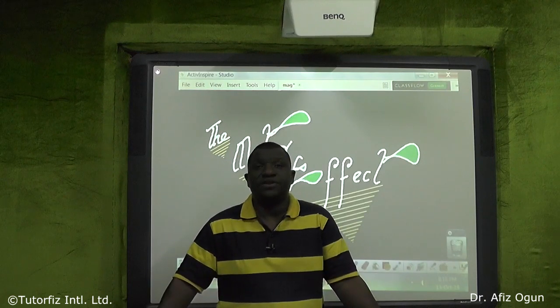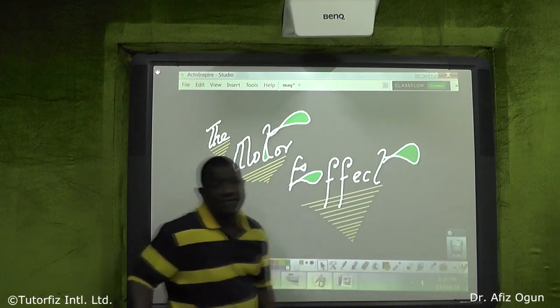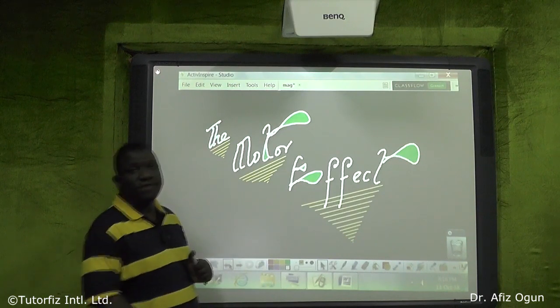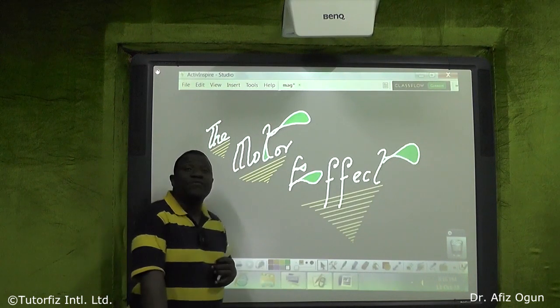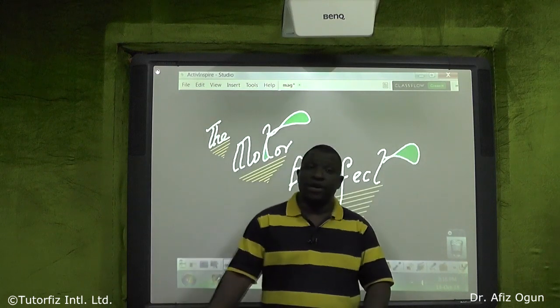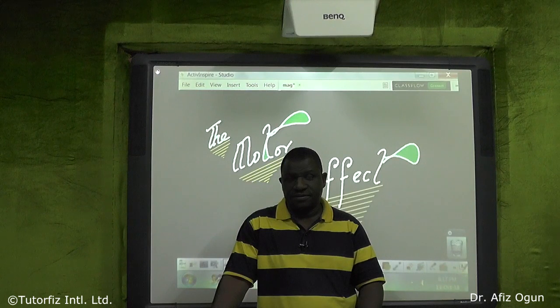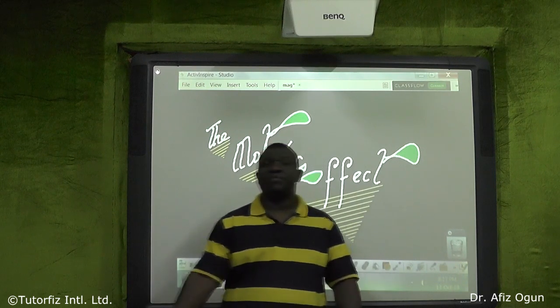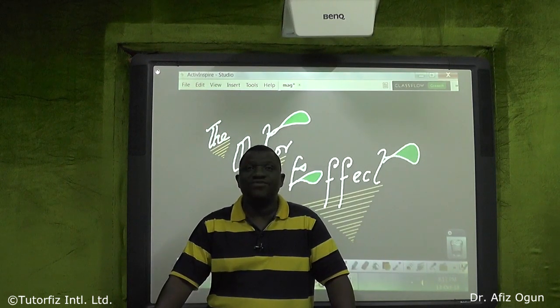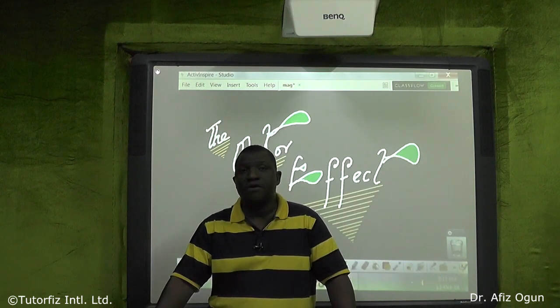Today we are going to talk about the motor effect. We all know from our IGCSE, GCSE or O level that when a current carrying conductor is placed in a magnetic field, the two fields will interact, and the interaction brings about a resultant force, and this resultant force causes motion of that particular current carrying conductor.